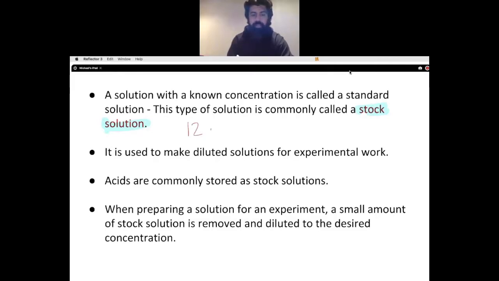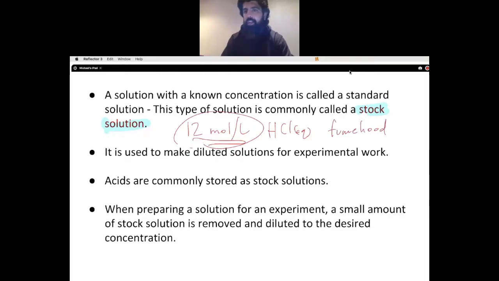We might buy hydrochloric acid at 12 moles per liter. This is a very concentrated acid. If you were to pour this out, you would have to be working in a fume hood, because the fumes from such a highly concentrated acid are very corrosive, so it could actually start to eat away at your insides as you're inhaling it.